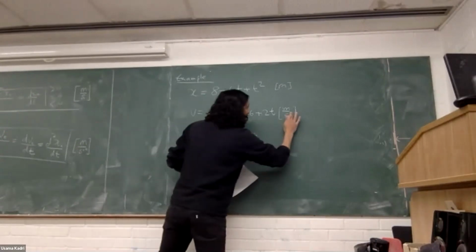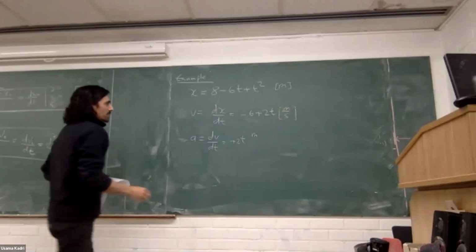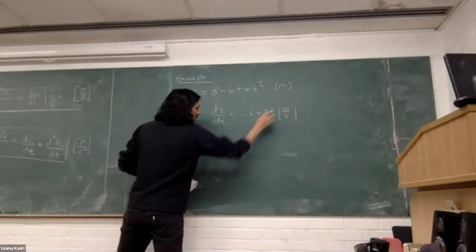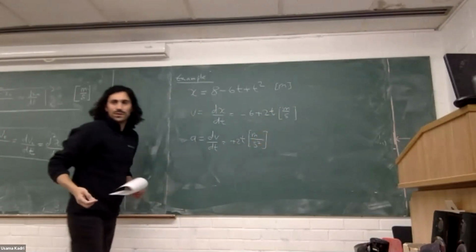Oh, if anyone noticed, thank you. That should be meters per second for the velocity, and for the acceleration, it's meters per second squared.